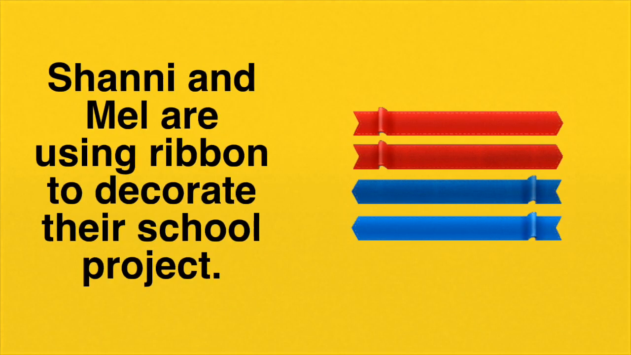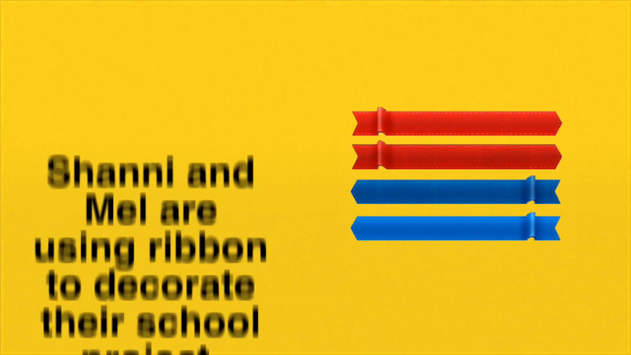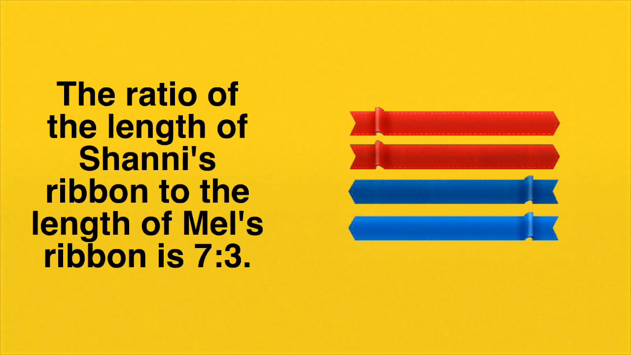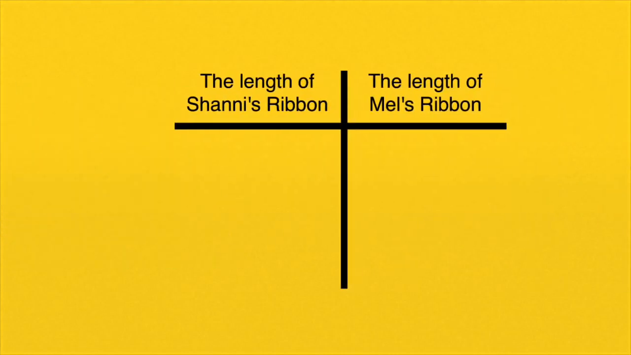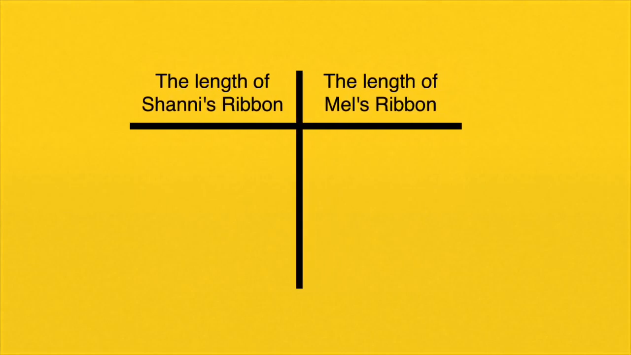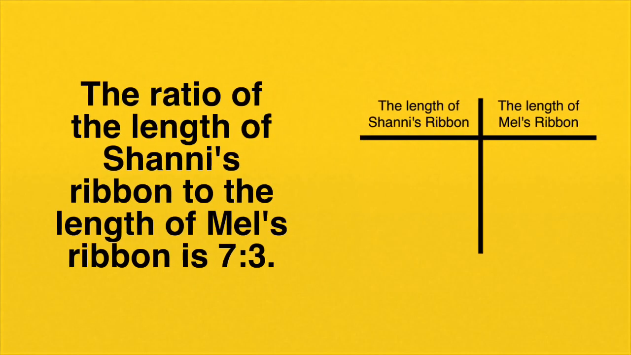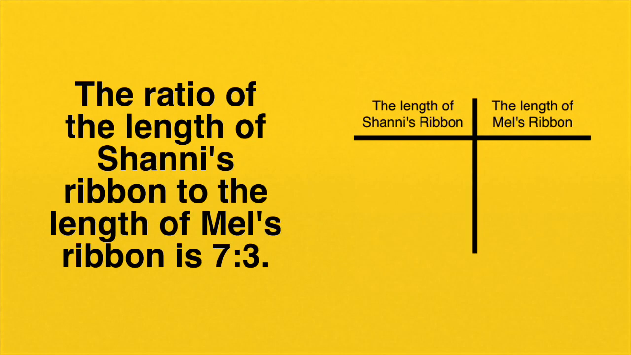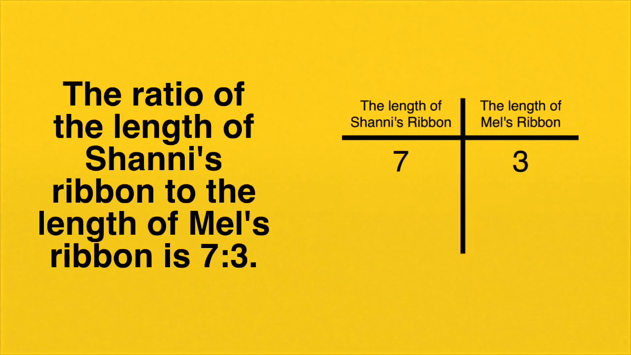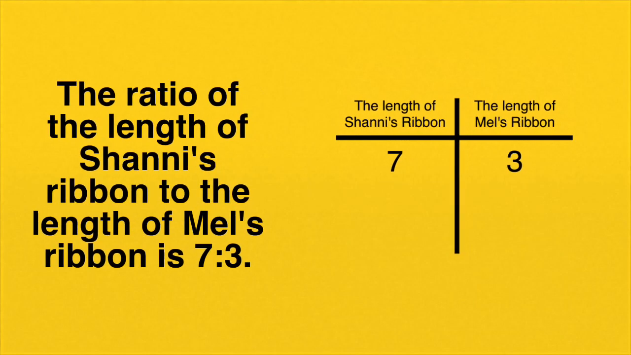Okay, Shawnee and Mel are using ribbon to decorate their school project. The ratio of the length of Shawnee's ribbon to the length of Mel's ribbon is 7:3. Let's make a table so we can put down all of our information about Shawnee and Mel's ribbon in one place. If we know that the ratio is 7:3, then we can put 7 in the length of Shawnee's and 3 in the length of Mel's.